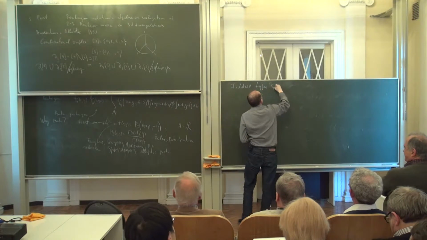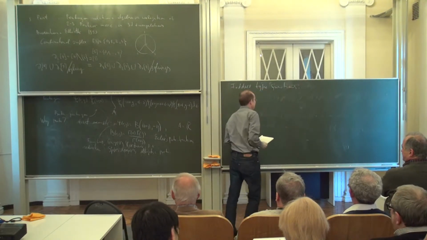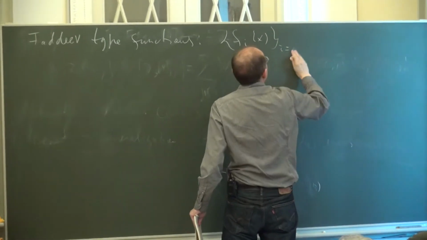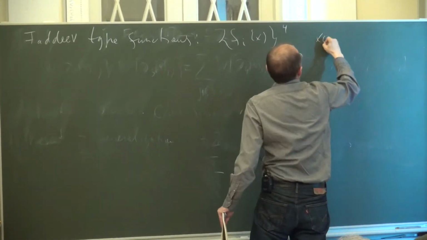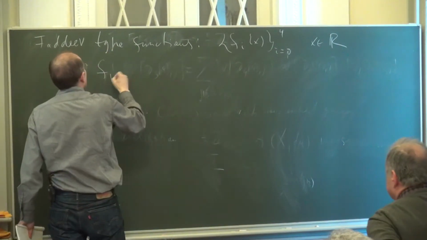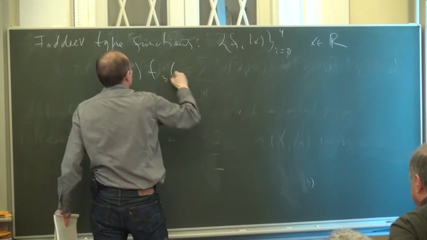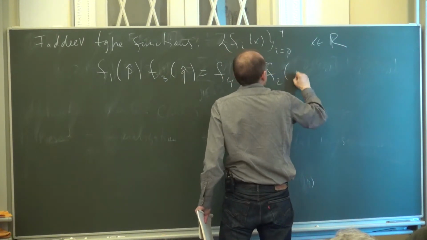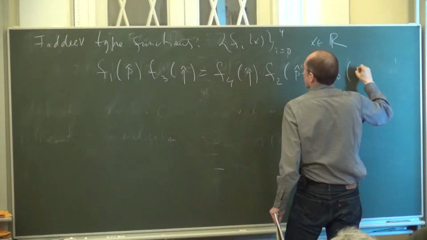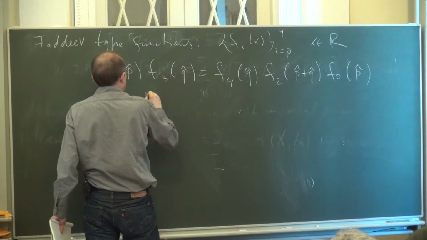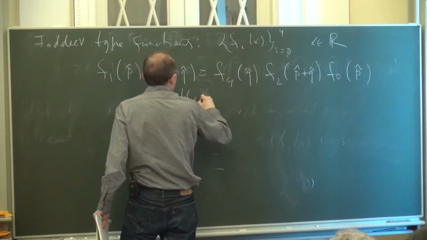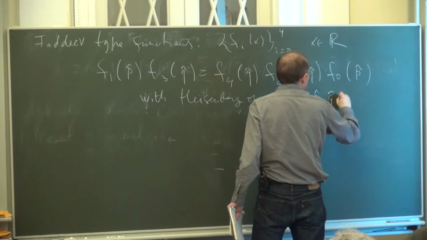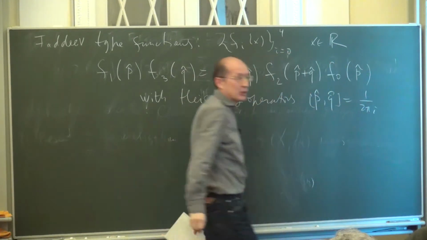Faddeev type functions. So what is it? It is a collection of 5 functions on the real line which satisfies this identity: phi 1 of P, phi 3 of Q equal phi 4 of Q, F2 of P plus Q, F0 of P, with Heisenberg operators P, Q which satisfy a normalized commutation relation.